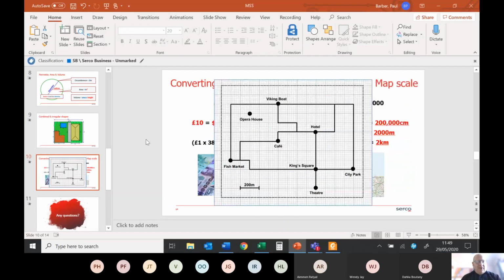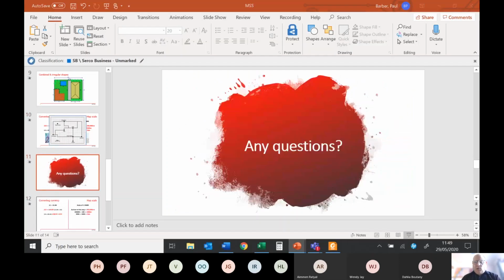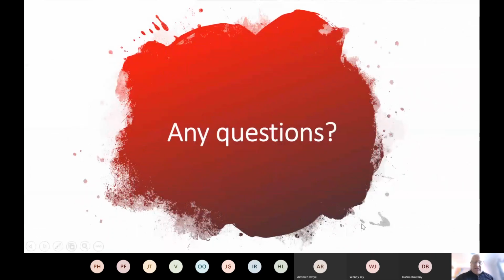So before I go any further, I wondered if there's any questions based on shapes and space, particularly circles, triangles and squares or rectangles.